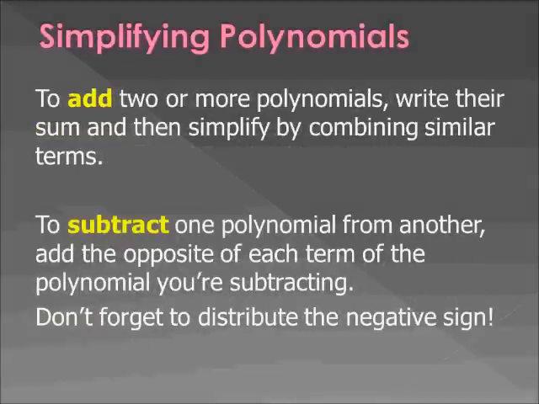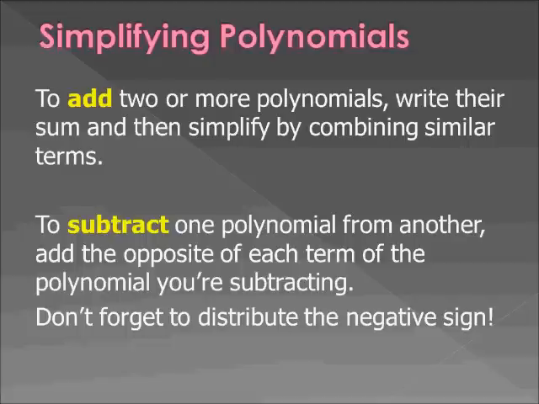To simplify polynomials, it's just like when you added x's together and y's together, but you couldn't combine x's and y's and constants. To add two or more polynomials, write their sum and then simplify by combining similar terms. So you can combine x squareds, you can combine y squareds, you can combine x squared y squareds, but you can't combine x squared y squared with an xy, for example.